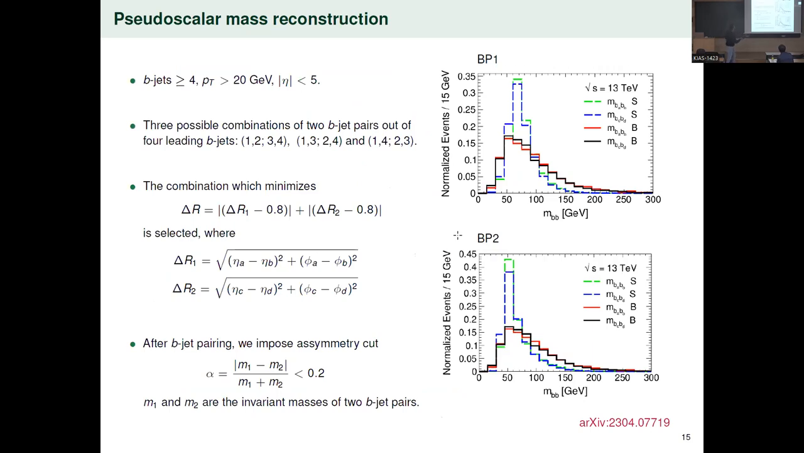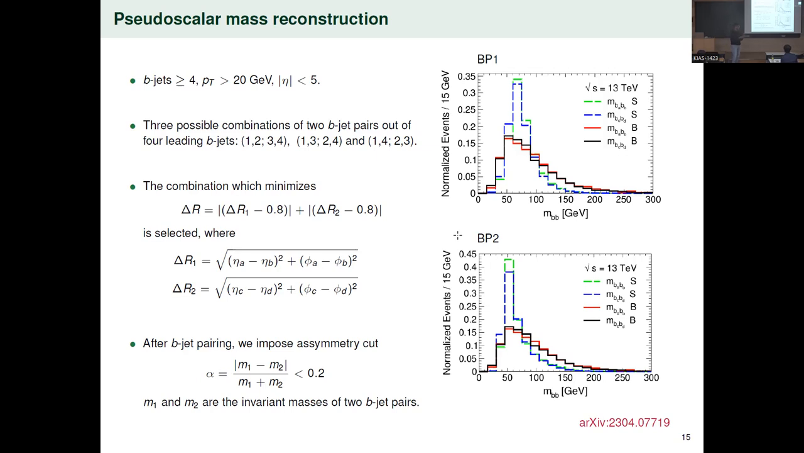So first we reconstruct the pseudoscalar. Since we have at least two pseudoscalars in every process, we have at least four BJs, and we require the transverse momentum to be at least 20 GeV within this range of eta less than 5. Out of the four leading BJs, we can make three possible combinations: 1, 2, 3, 4; 1, 3, 2, 4; and 1, 4, 2, 3. These numberings 1, 2, 3, and 4 are the BJs ordered in terms of PT. So we can make three combinations out of the four BJs.